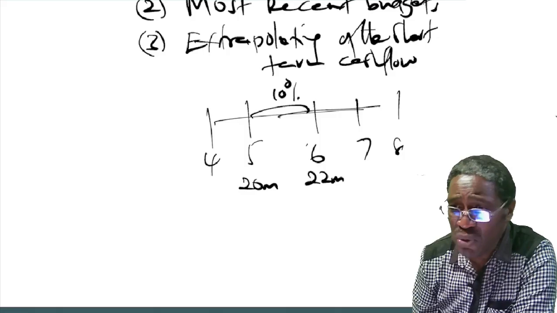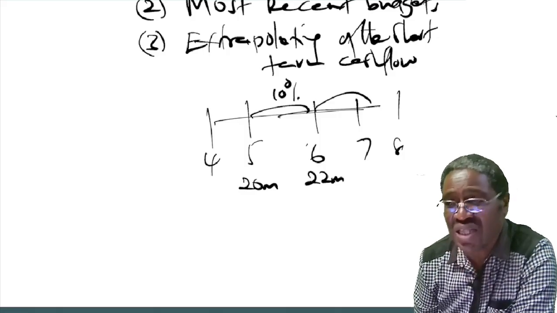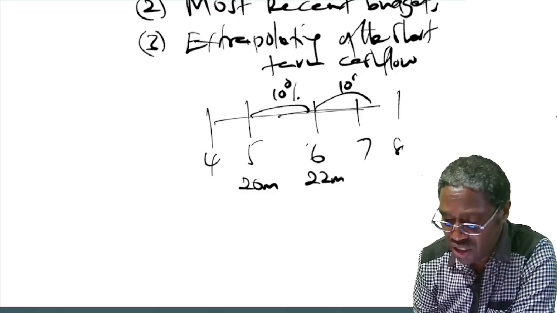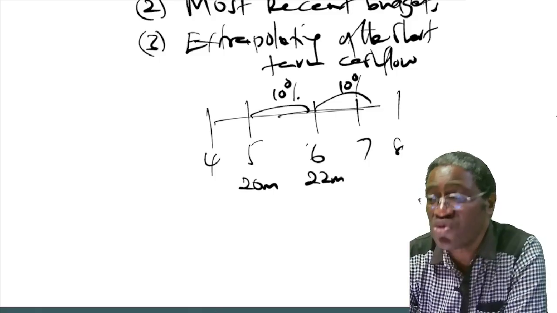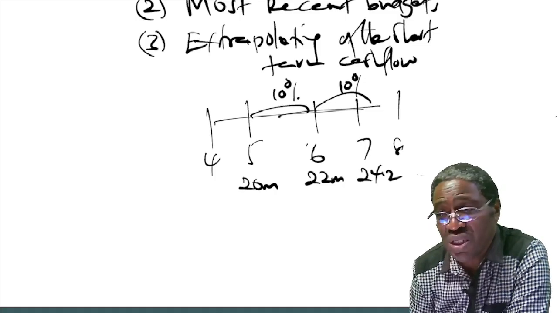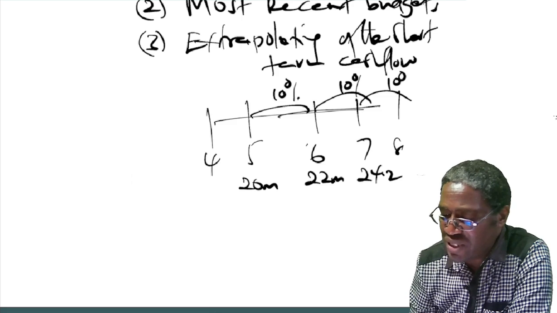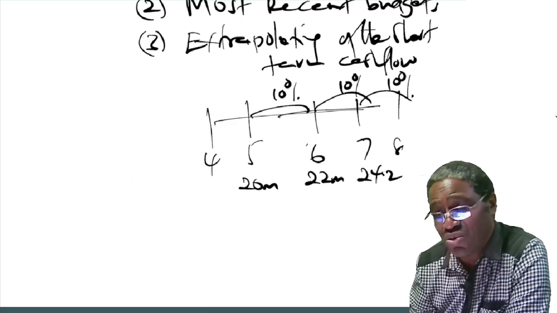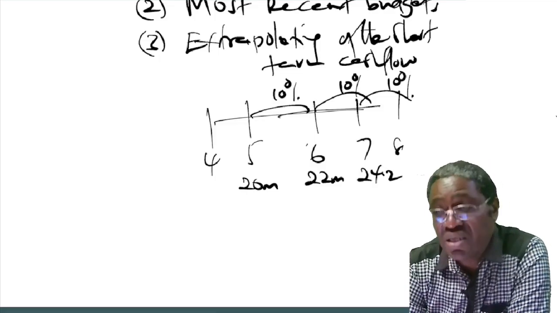So we project the cash flow for year 6 will be 22 million. Then you extrapolate that 22 on the 6th year using another steady growth rate, 10% again. 10% of 22 million is 2.2. So we project that the cash flow of year 7 will be 24.2. Then you project the cash flow of year 8 by the same 10%. That way you are using a steady growth rate.